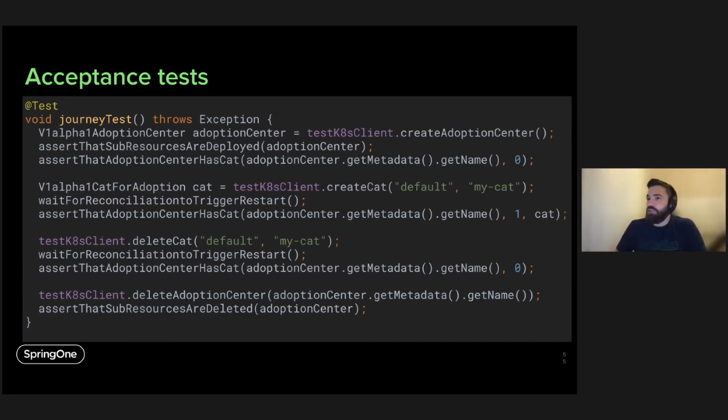Over here, we're just creating an adoption center. We're adding a cat to it, and then asserting that the adoption center has the cat, and then we test deletions and that all the resources were deleted. This is a simple example, but it identifies how all these journey tests work, because otherwise we could have an acceptance test for creation of one component, creation for another component, another for deletion, right? So this is a nicer way to test a few things all together when they make sense.